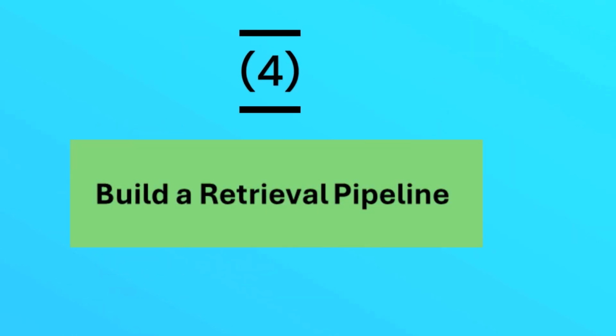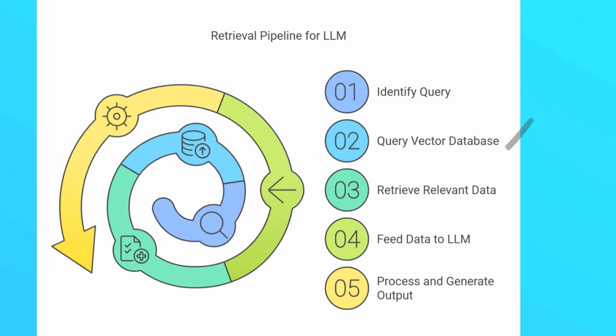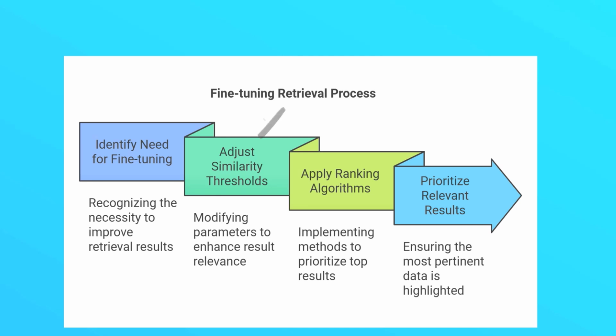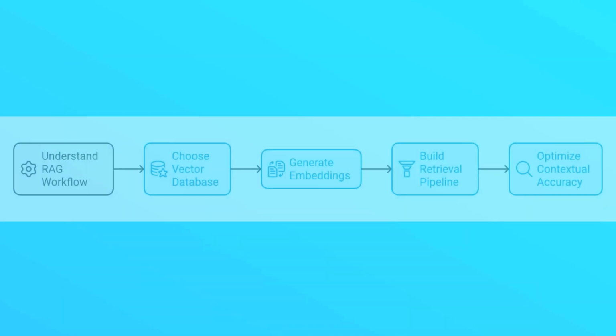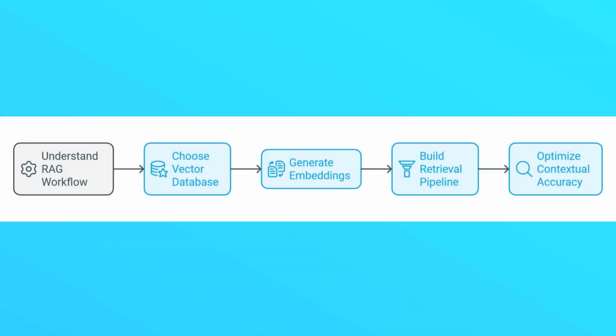Build a retrieval pipeline to query vector databases and feed results into an LLM. Fine-tune the retrieval process by adjusting similarity thresholds or applying ranking algorithms to prioritize the most relevant results. These are the consolidated steps to deep dive for RAG.